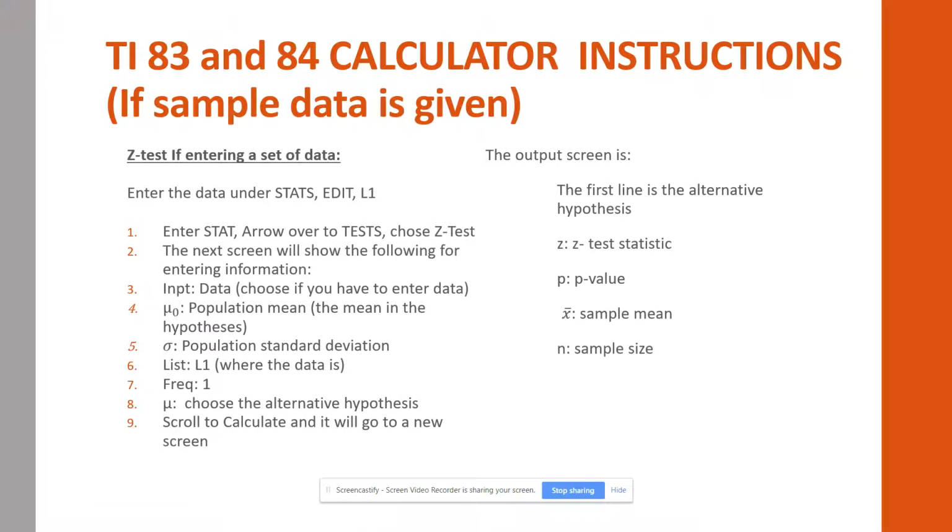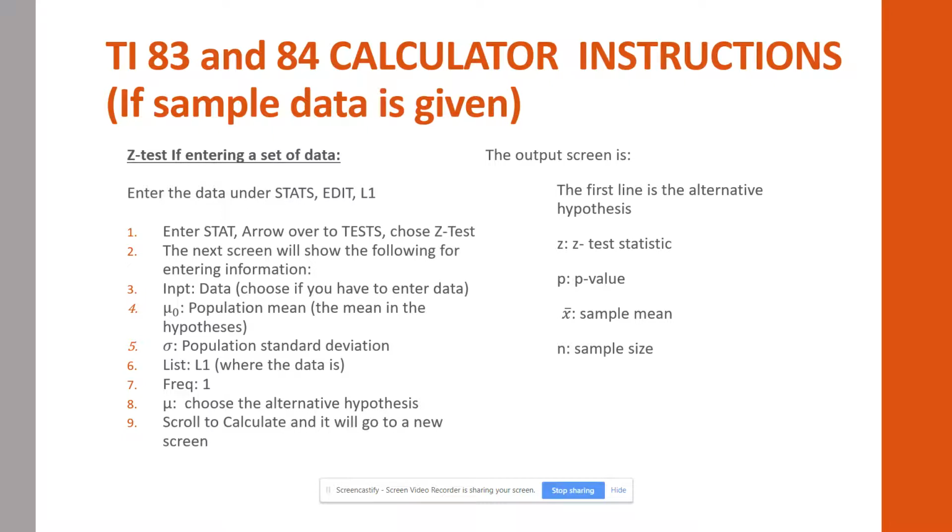If you have sample data, the first thing you need to do is go to Stats, Edit, and enter your data into L1. Make sure that your data is in L1 before you start. The next thing you're going to do after the data is entered, you're going to go to Stats, Test, and go over to z-test. The next screen will show you the following information. For input, you're going to click on Data and hit Enter so it's flashing at you because you're calling from the data. And that's going to change your screen.